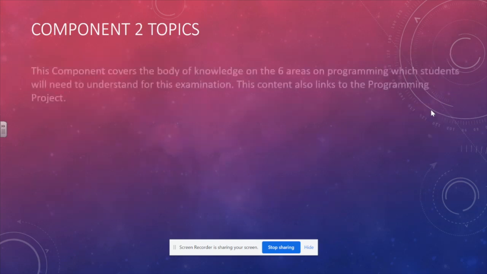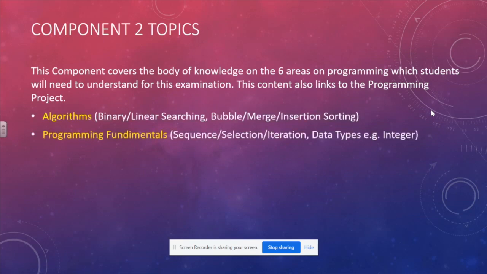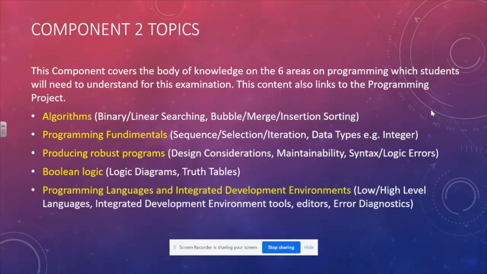The second component, here are the topics and the units. So we've got algorithms: we look at binary and linear searching, and we look at sorting algorithms as well. Programming: we look at the theory of programming, so sequence, selection and iteration, and data types. Producing robust programs and ensuring that a program is maintainable. The design considerations of a program. We look at Boolean logic, so logic diagrams and things like truth tables.